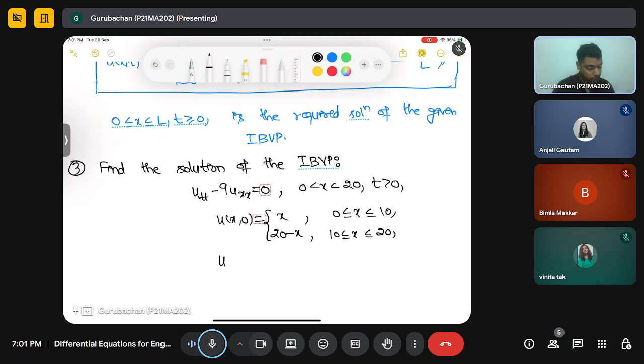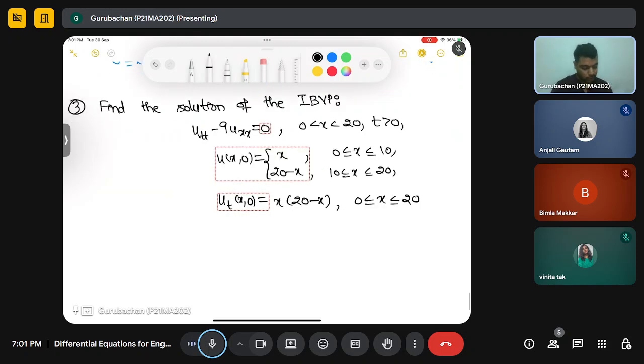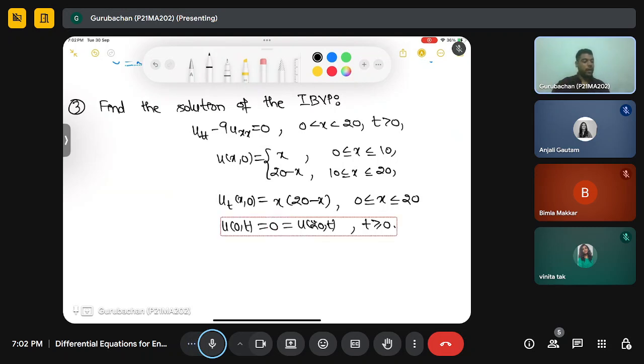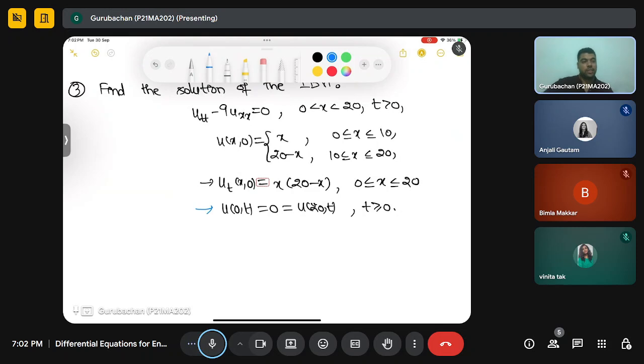Next is u_t(x,0) is some quantity here, that is x into 20 minus x, for 0 to x less than 20, and again u(0,t) is 0 and u(20,t) is 0, where t is greater than or equal to 0. Now this is also the same case like the earlier cases, but the difference is here this velocity is non-zero. Otherwise this boundary condition is the same as the earlier.